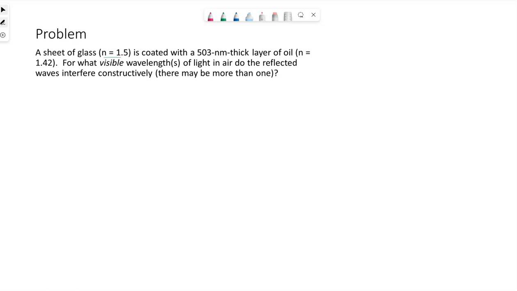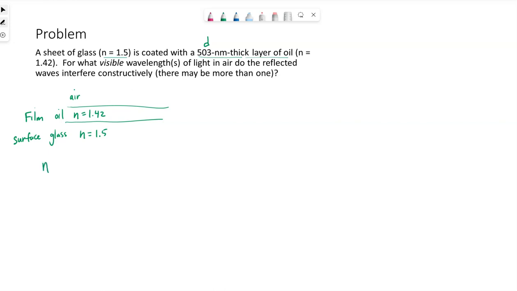Okay, so our sheet of glass coated with a 503 nanometer thick layer, this is our D. So this layer of oil is the film. The film is the oil that has an index of refraction of 1.42. That is on this glass that has an index of refraction of 1.5. Then I still am just going to assume air out on the other side. The film is oil, the surface is glass.